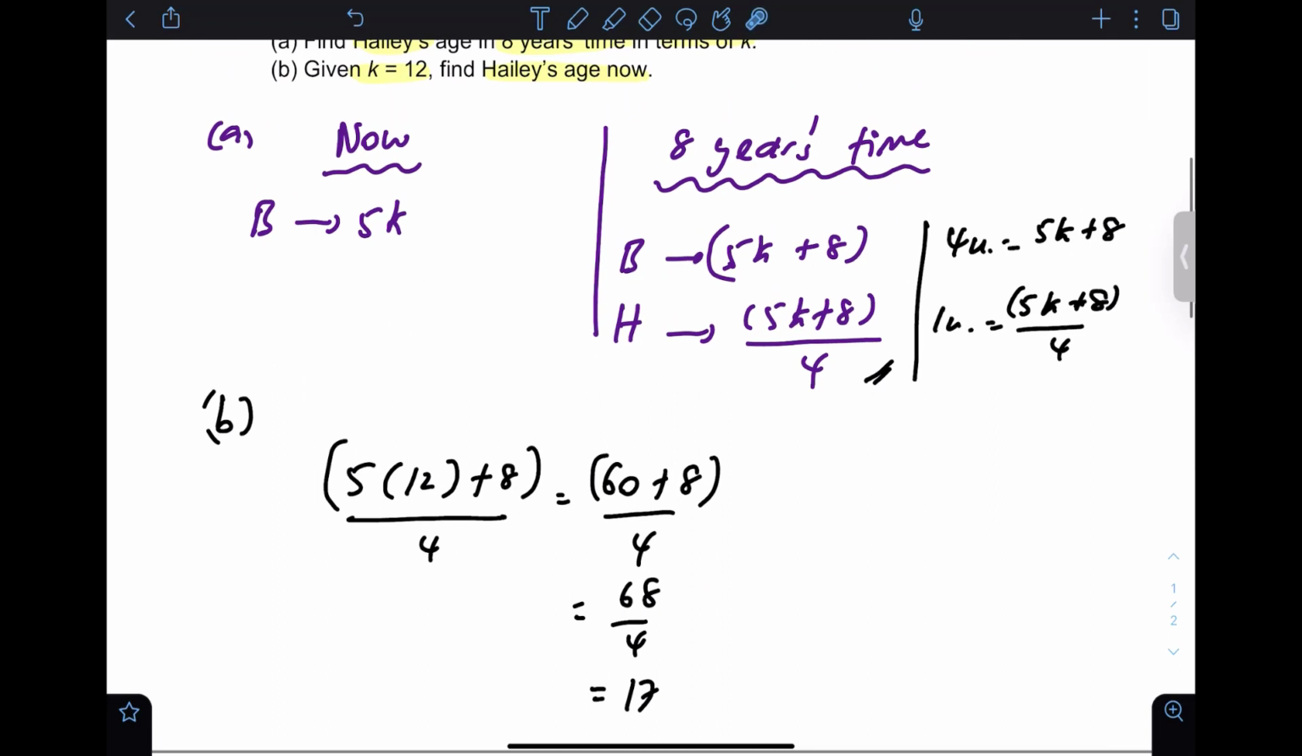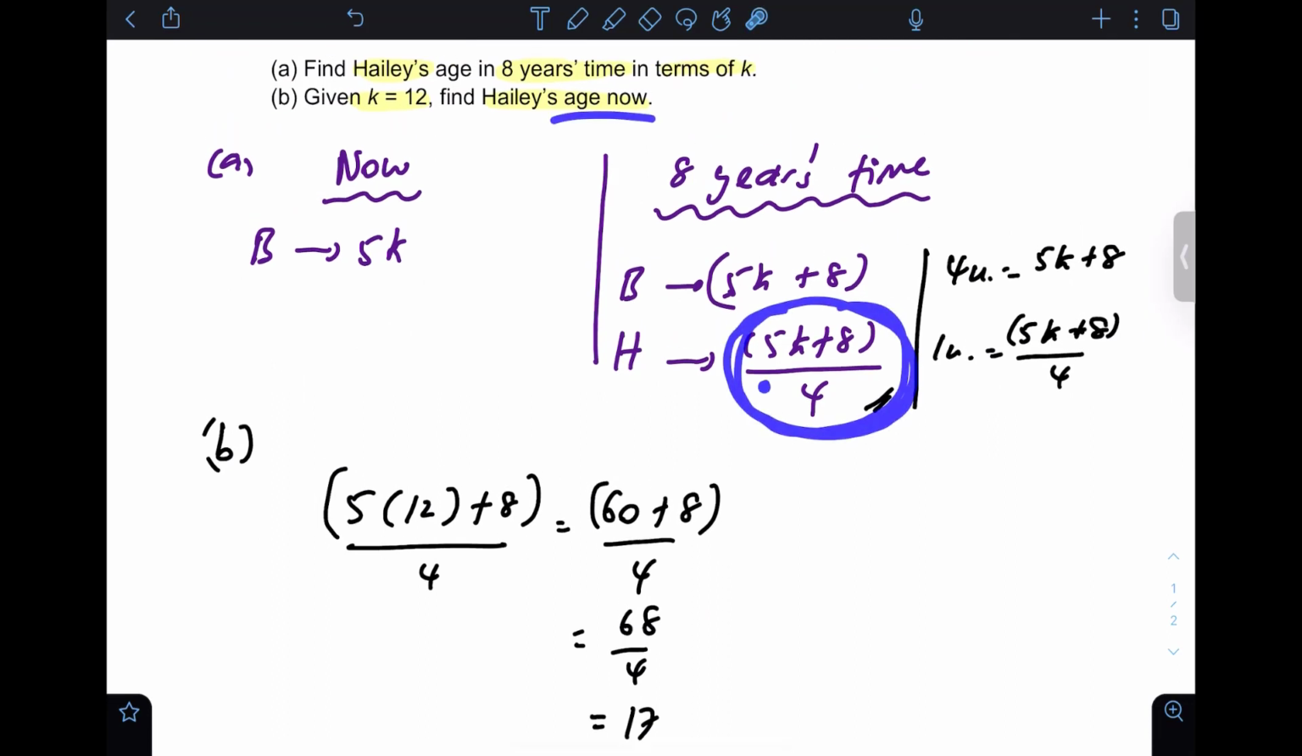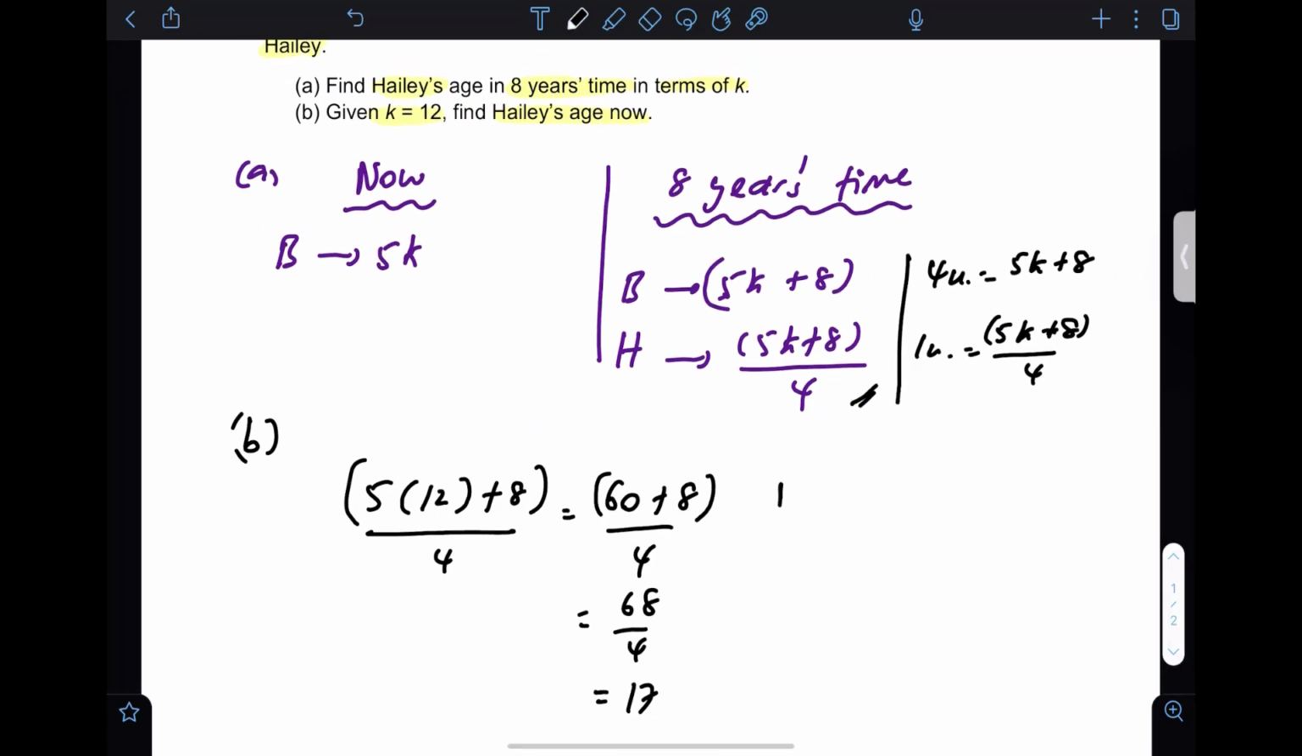So this part here, Haley is 17 years old here. But I'm asking for now. So now means you need to backtrack 8 years. You need to backtrack by 8 years. So 17 minus 8, and we will know that Haley is 9 years old right now. Final answer for this question, 9 years old.